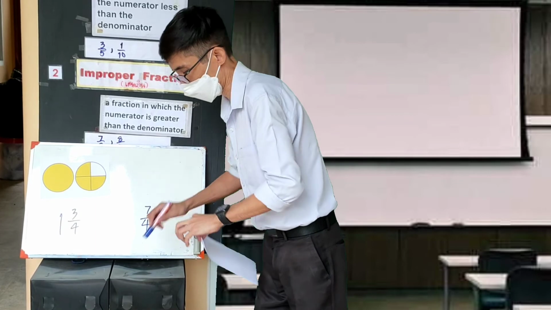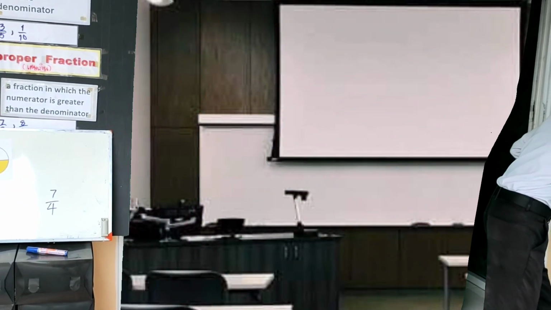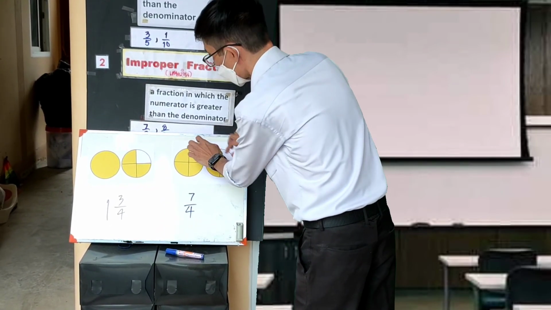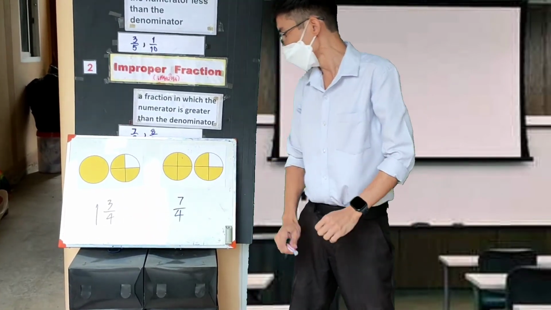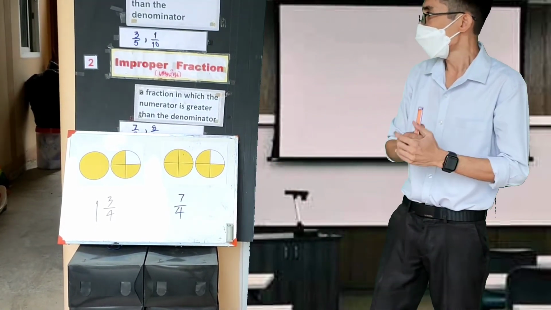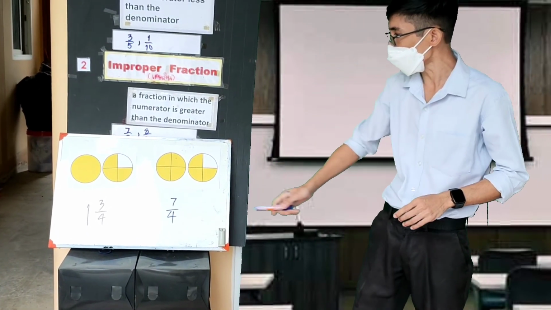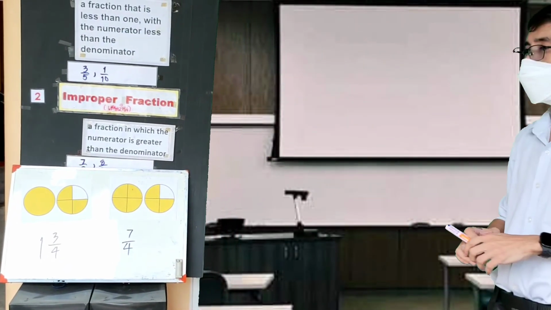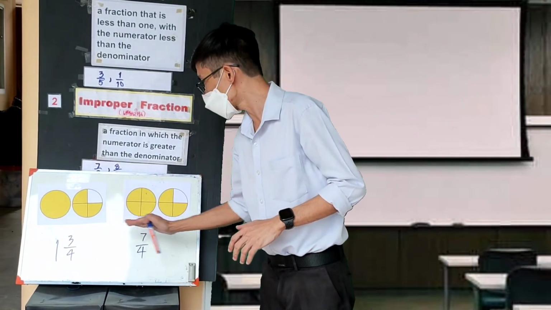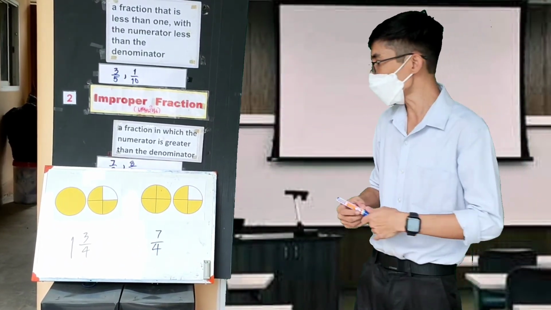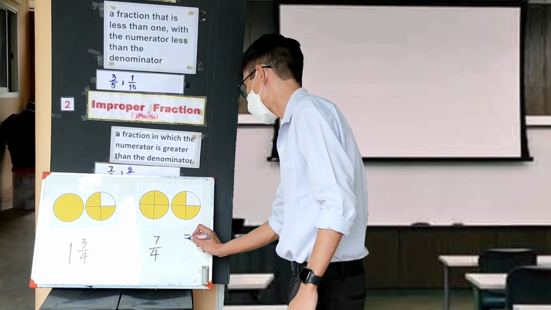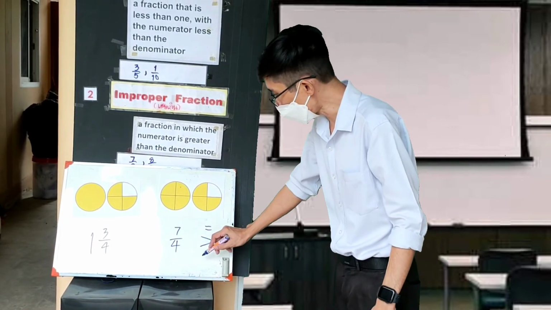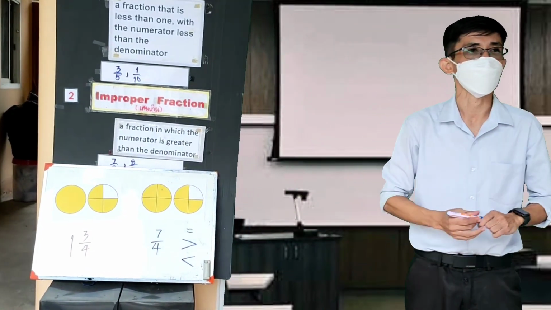Okay? So, a minute. Okay, so we have here 2 fractions. One is a mixed number and one is an improper fraction. Okay, look at the 2 diagrams. Observe. Okay, if we will compare these 2 fractions, which is the correct symbol that we need to use? Is it equal, greater than, or less than?